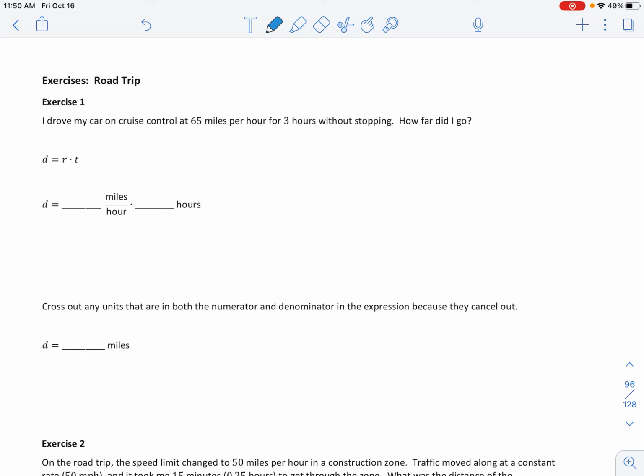So exercise 1, I drove my car on cruise control at 65 miles per hour for 3 hours without stopping. How far did I go? So now we're looking for a distance. You just multiply 65 miles per hour times our 3 hours. Cross out any units that are in both the numerator and denominator. They cancel. And we get 65 times 3. You could have used a calculator. You should get 195 miles.